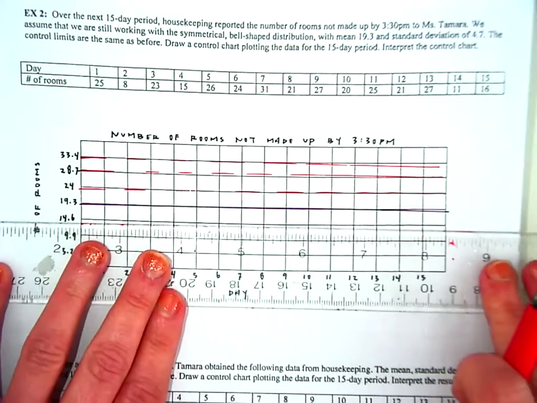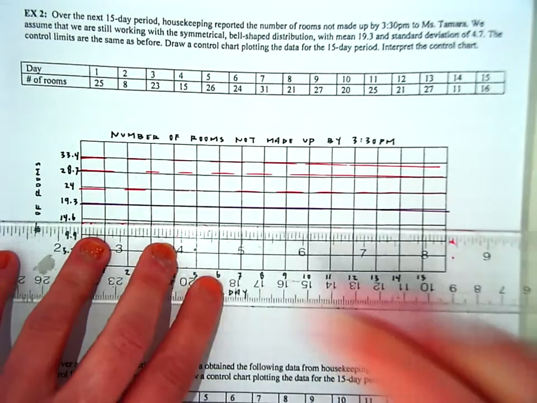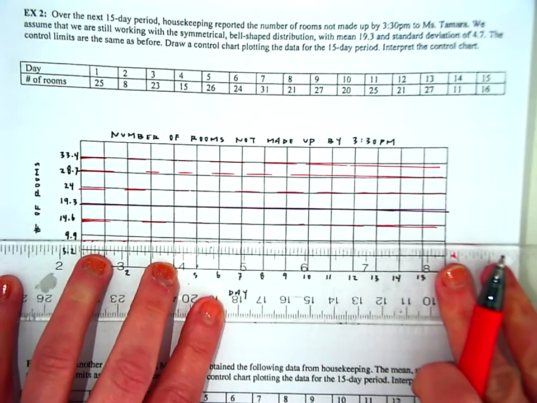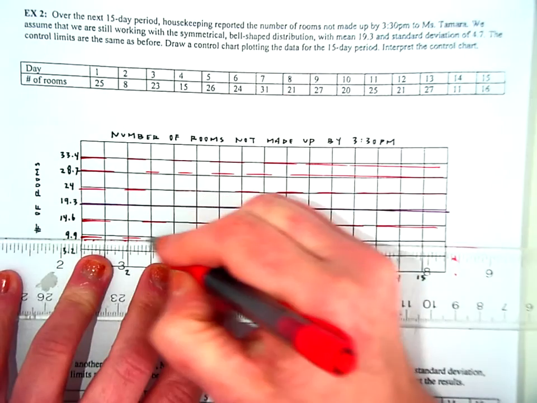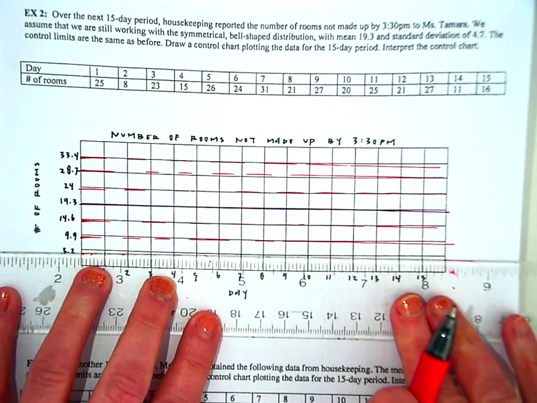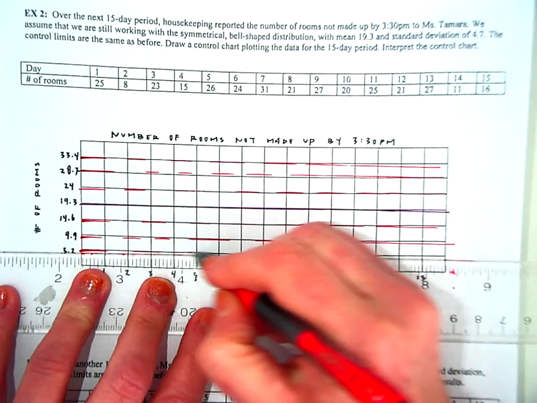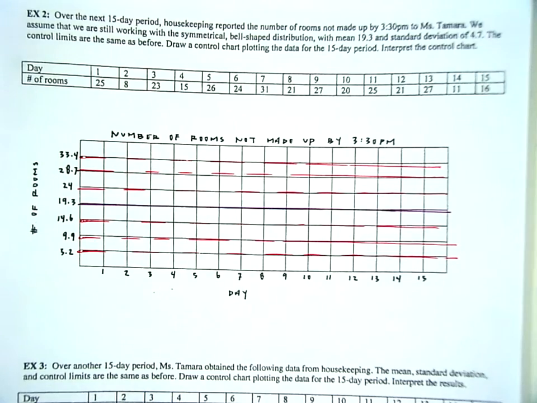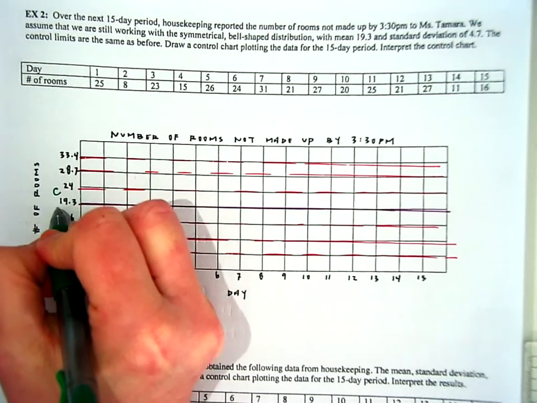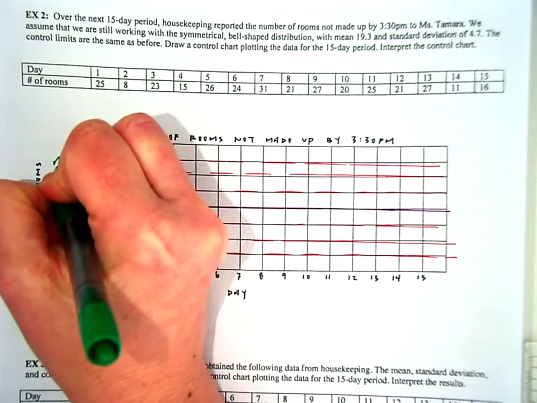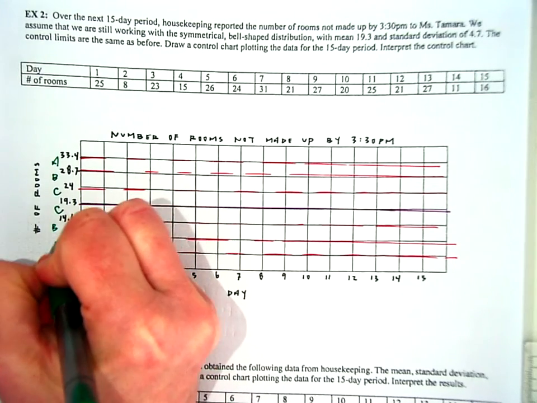Okay, and then same thing down here. Again, I'm not expecting perfection. And they can be solid or dotted. That does not really matter. Okay, and then if I mark the zones, the C's are right next to the mean. And then as I move away, here is B and A, here is B, here is A.